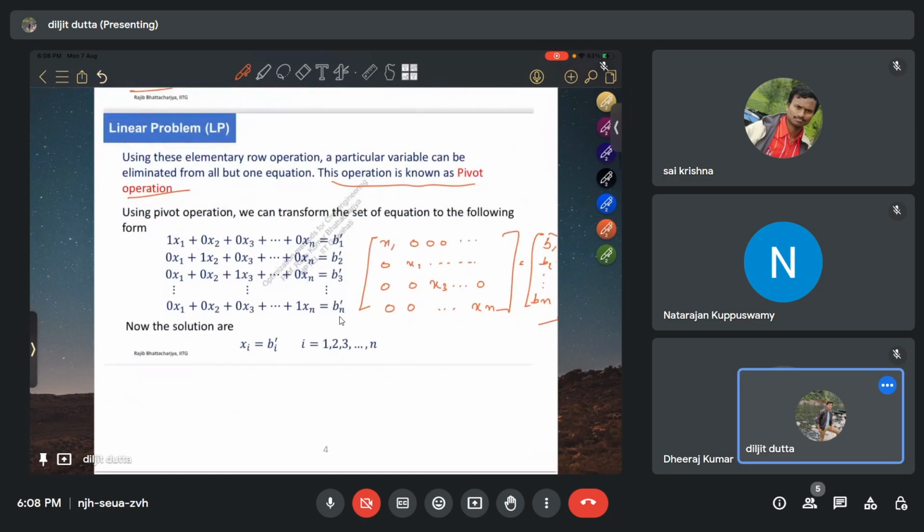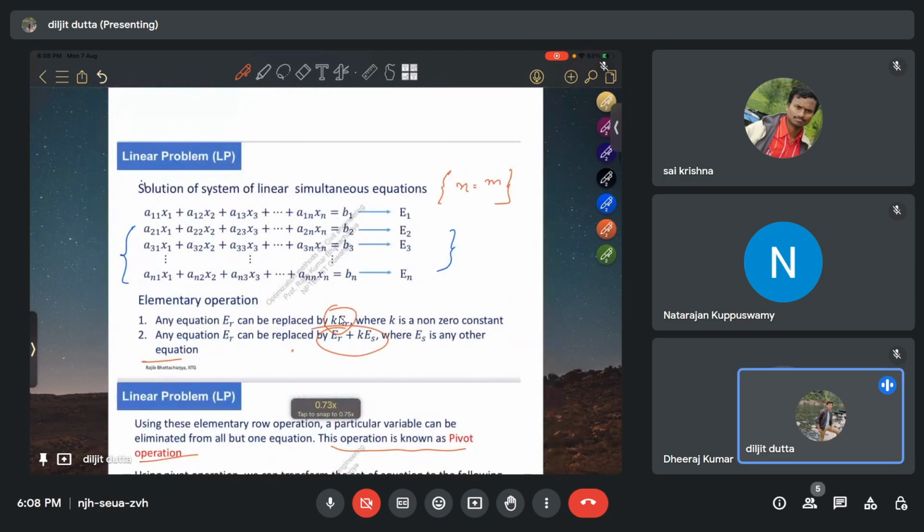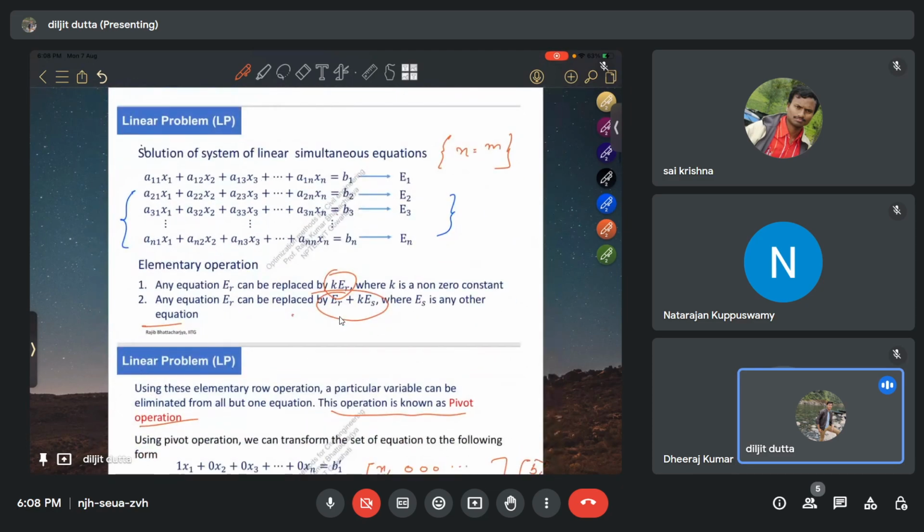So, a brief discussion on the pivot operation and getting pivots from the equations. If we have this set of equations e1 to en, where e1 is a11 x1 up to a1n xn, you can see the equations here, and en is an1 x1, an2 x2 up to ann xn.